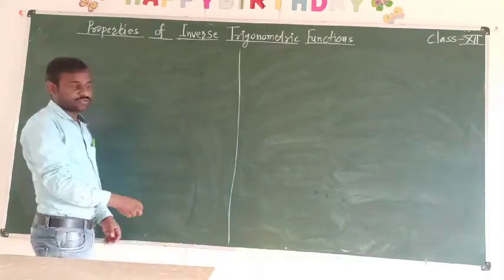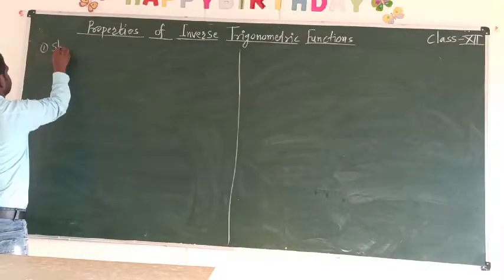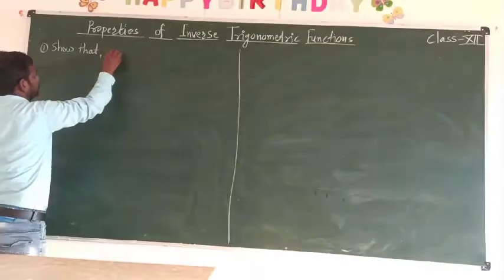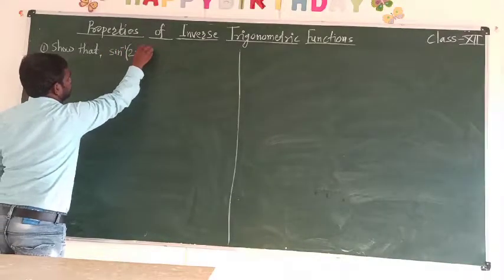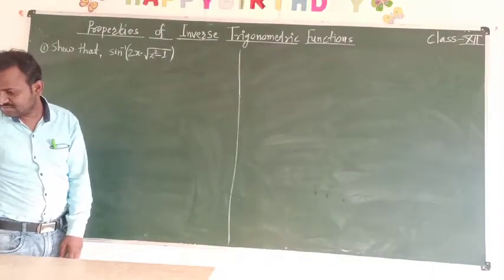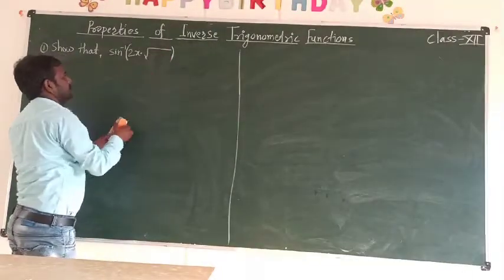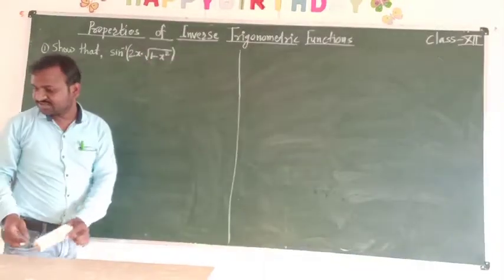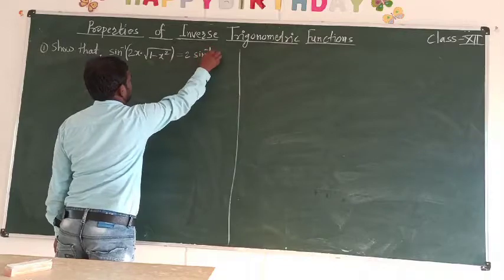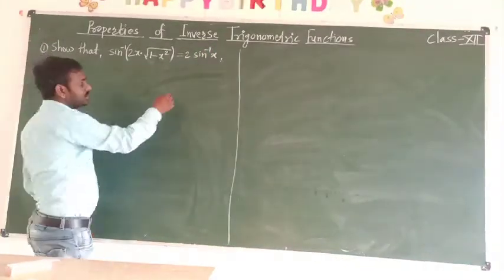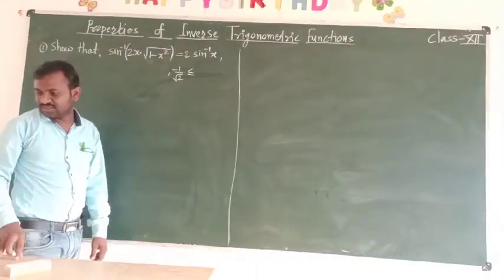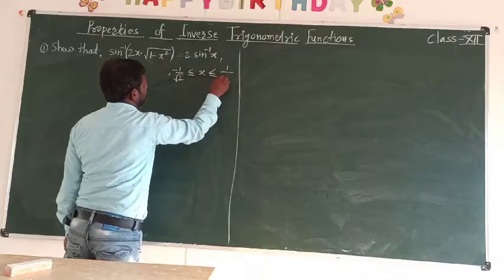First example, show that sin inverse of 2x times root of 1 minus x square equals 2 sin inverse x, if minus 1 by root 2 is less than or equal to x and x is less than or equal to 1 by root 2.